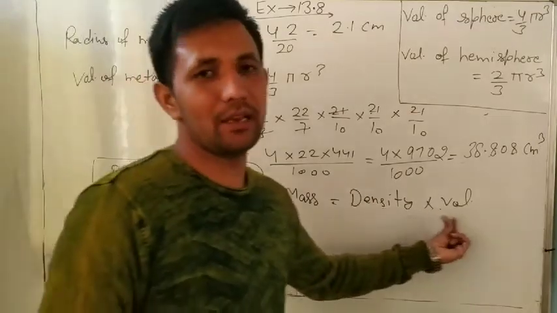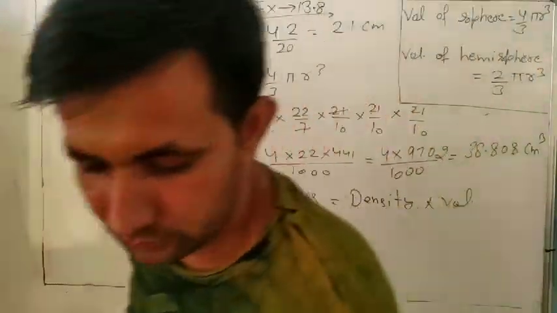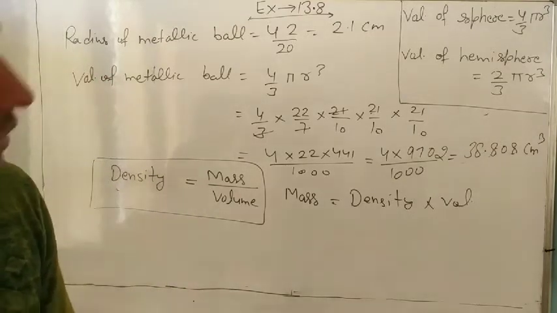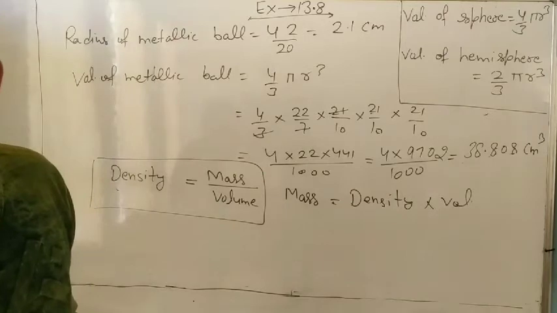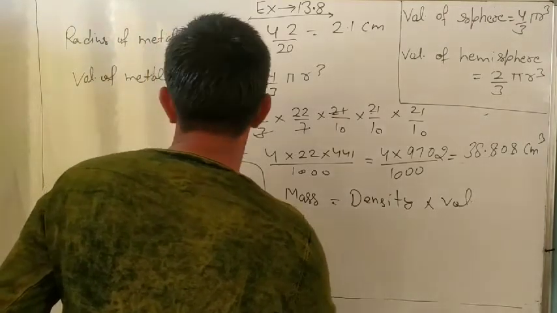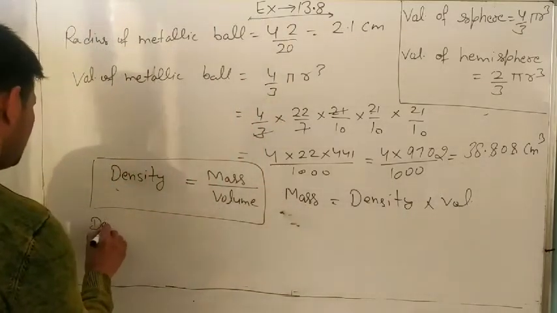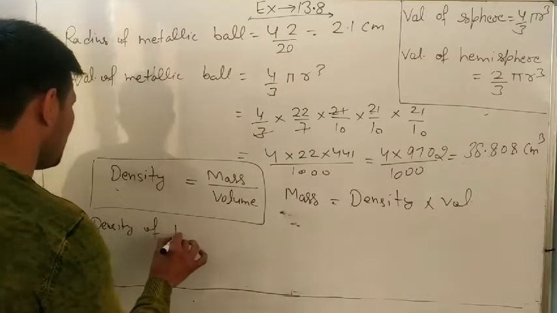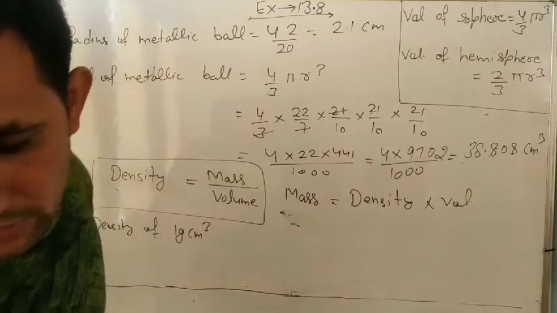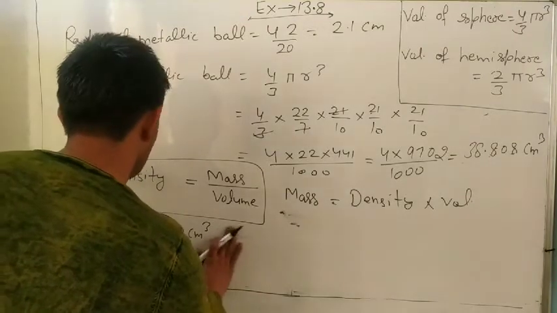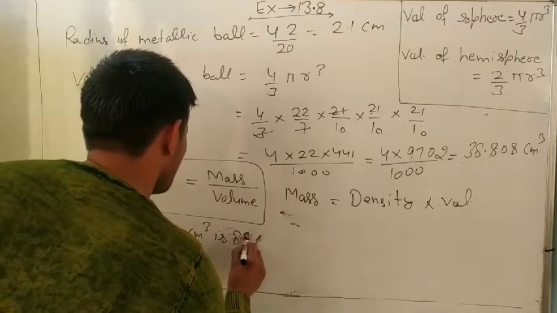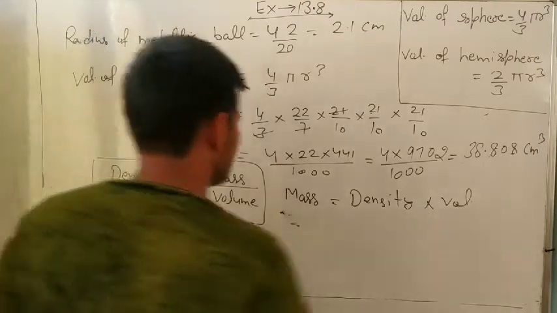You will learn this formula in chemistry and physics also. So this is what we have to find. And what is given? The density of the metal is 8.9 gram per centimeter cube. So I am writing here: the density of 1 centimeter cube is 8.9 gram.